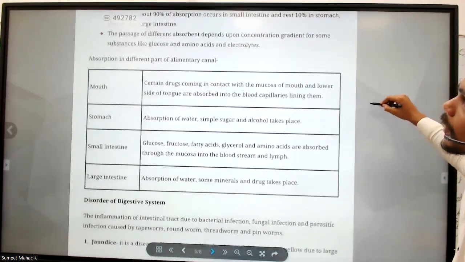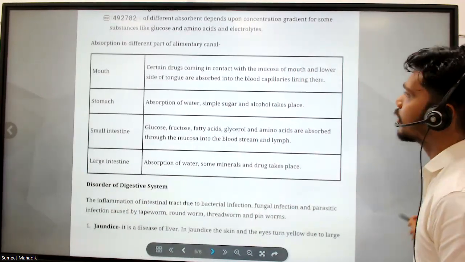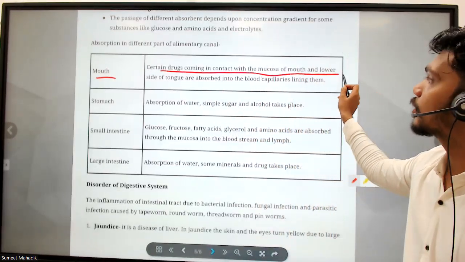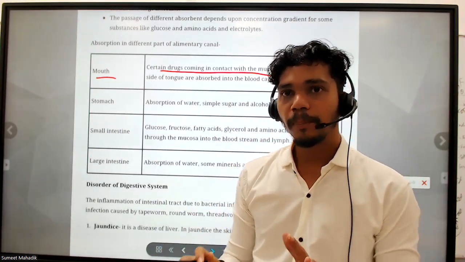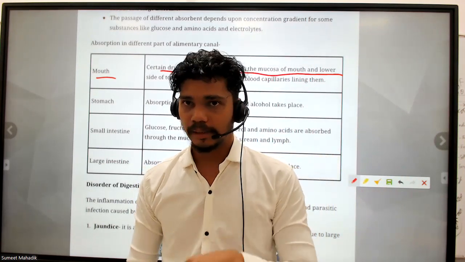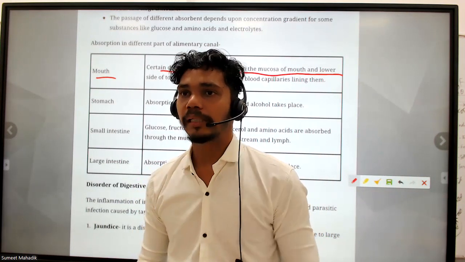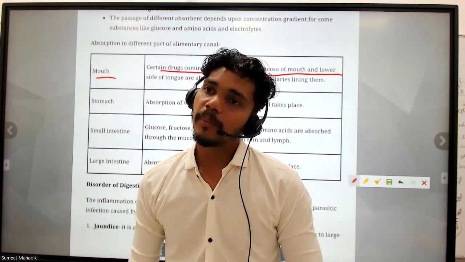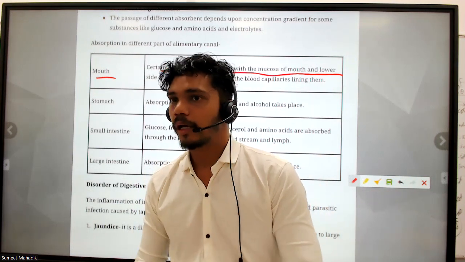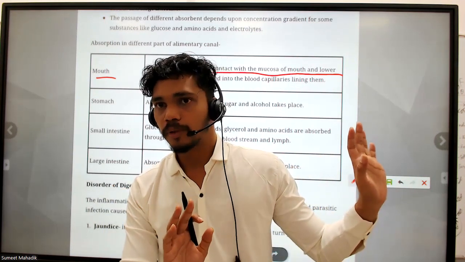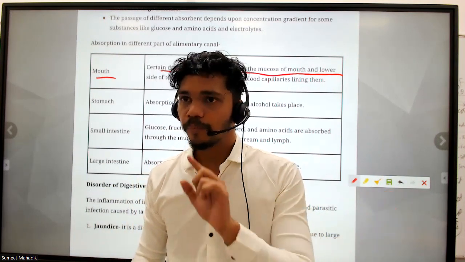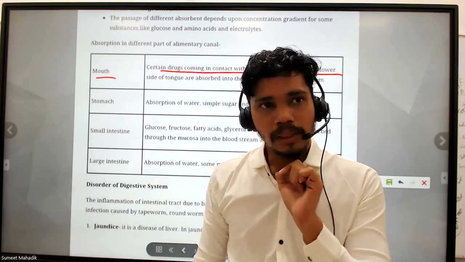Now mouth. Let's talk about the absorption in different parts of the alimentary canal quickly. Mouth: certain drugs come in contact with the mucosa of the mouth. For example, a person is having a heart attack. Nitroglyceride is a drug given in that condition. Now tell me one thing. If the drug has to be taken, it goes to the stomach, then digestion is there. By that time the person is almost dead. So what do we need to do? We need to bypass this. So there is a drug called nitroglyceride.